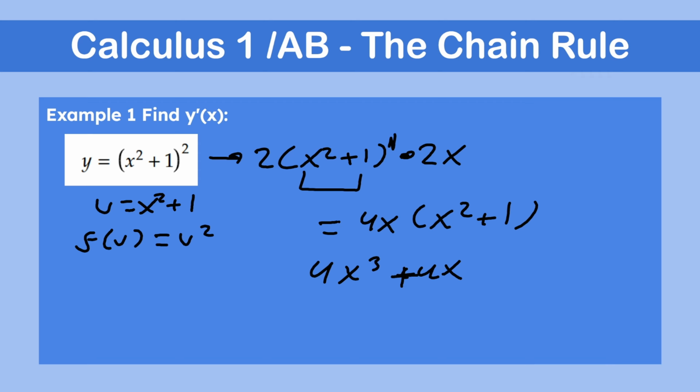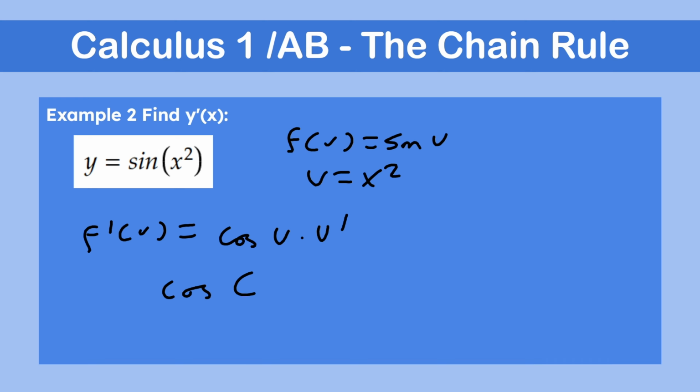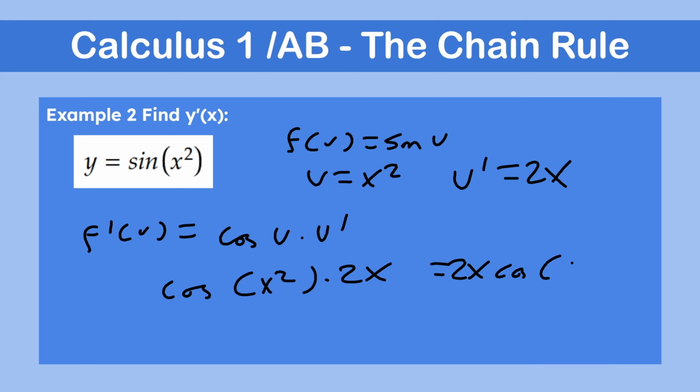Okay, so now let's move on to the next question. We're looking for the derivative of sine of x squared. So let's say that f of u is equal to sine of u, and that u is equal to x squared. The derivative, f prime of u, will be equal to cosine u multiplied by u prime. We know that u is equal to x squared, so you have cosine x squared. The derivative of u, or u prime, is equal to 2x. So the final derivative will be equal to 2x cosine x squared.